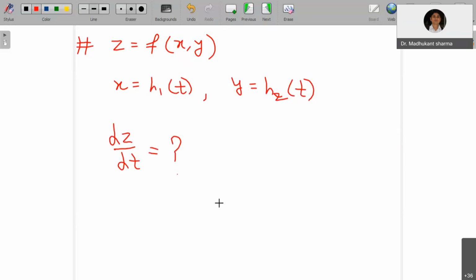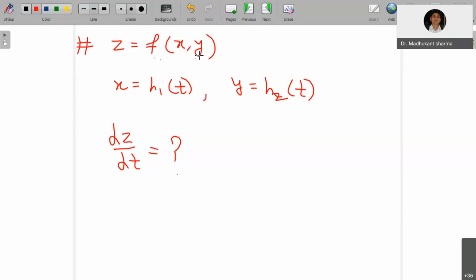So certainly what you require, at the first step, is to verify whether z is differentiable or not. Then only you can talk about this. But we have the answer for that as well. Suppose f is differentiable: a function is differentiable whenever its first order partial derivatives are continuous.